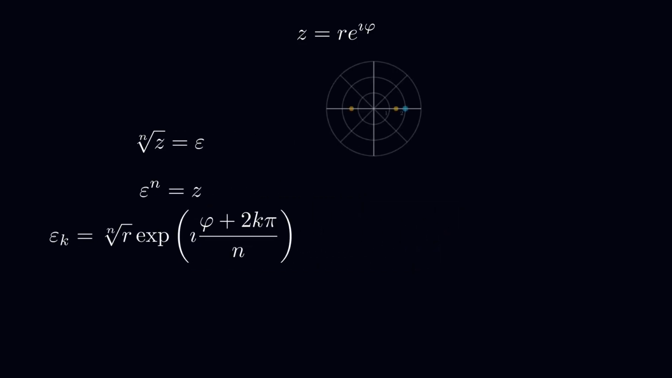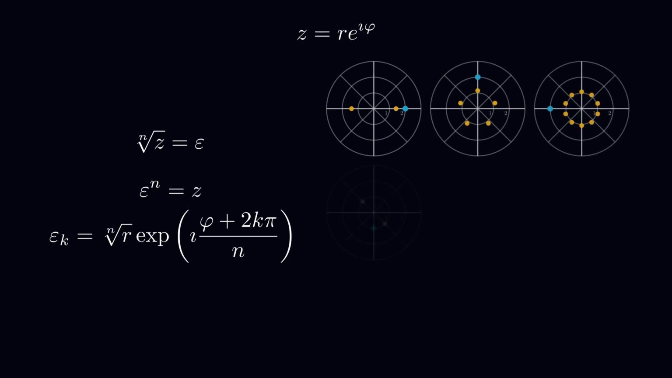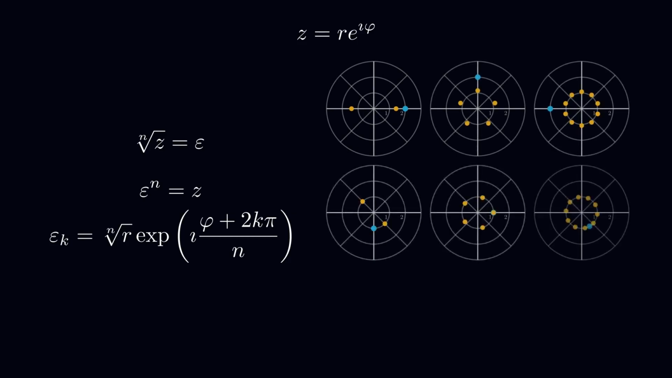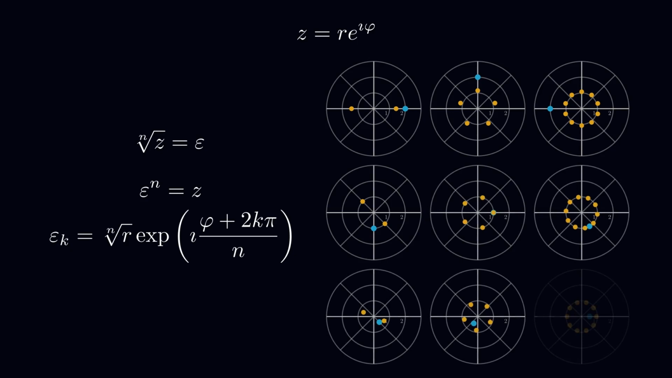Looking at these roots, we can observe some interesting properties. Roots lie on the circle with the center at the origin. Additionally, they are evenly distributed on the circle. That is to say, the angle between 2 points for a given n is always the same.